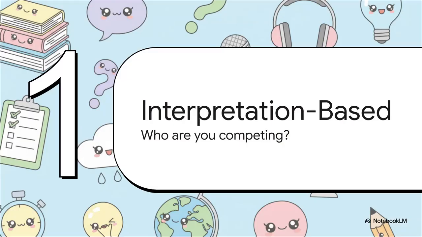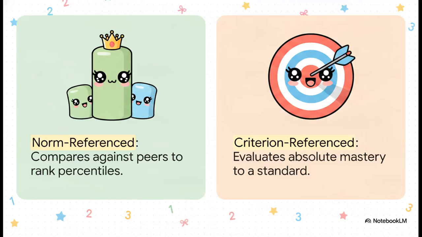Okay, that brings us to number 4, interpretation-based tests. Basically, when you get your score, who are you actually competing against? Here we find a really profound contrast between grading on a competitive curve versus modern educational philosophies that prioritize absolute mastery. Norm reference tests are all about ranking.